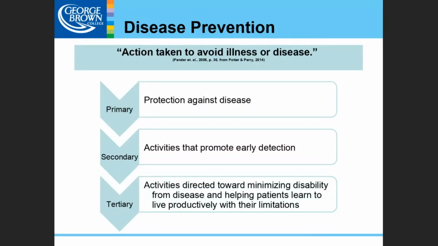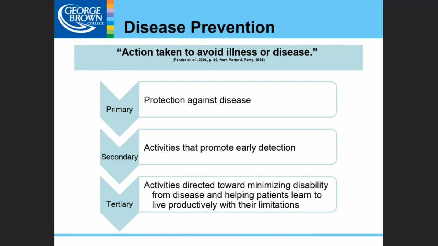So now we're going to talk about disease prevention. Disease prevention and health promotion kind of go hand in hand. It's talked about on page 11 of Potter and Perry. There are 3 levels of disease prevention. There's primary, which really focuses on protection against disease, and that's before signs and symptoms have happened. So primary is protecting against disease before any signs or symptoms have occurred.